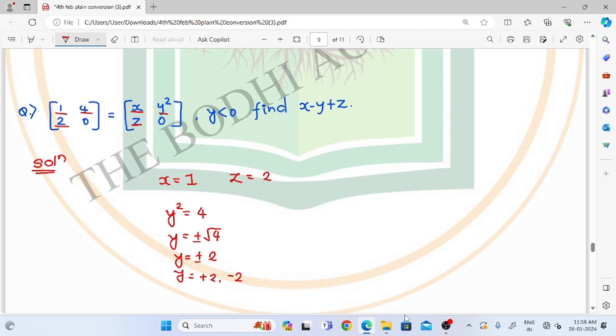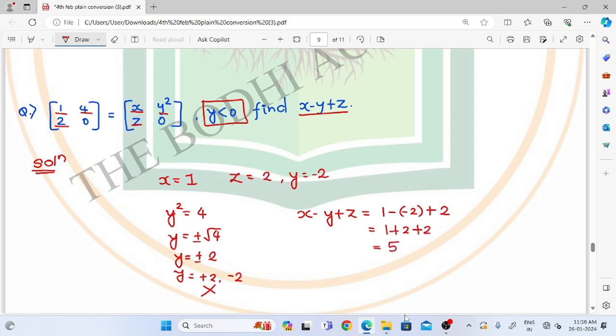But it is given in the question that y is less than 0. That means y is negative. So we cannot take y equal to plus 2. So the value of y is minus 2. We have to find the value of x minus y plus z. So x is 1, minus y is minus of minus 2, plus z is 2. So 1 minus minus 2 plus 2: 2 plus 2 is 4, 4 plus 1 is 5. So the answer is 5.